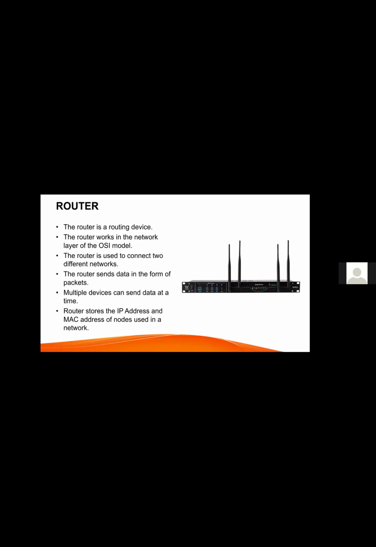Router. The router is a routing device. The router works in the network layer of the OSI model. The router is used to connect two different networks. The router sends data in the form of packets. Multiple devices can send data at a time. The router stores the IP address and MAC addresses of nodes used in the network.